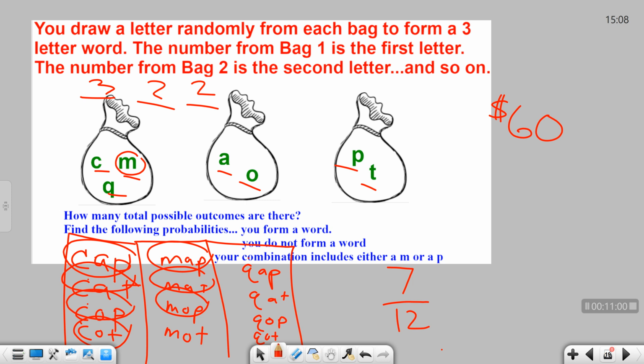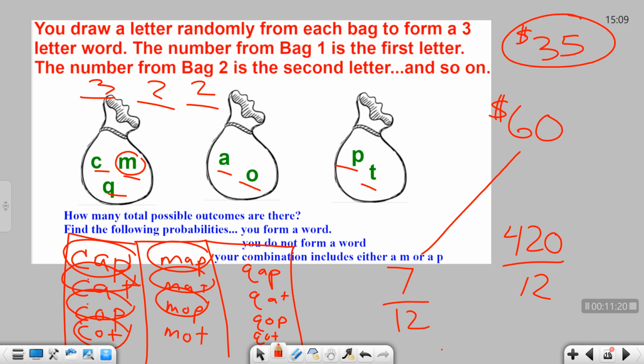So if I played 12 times, I would expect to win 7 times, and I'd win $60 each time. If I multiply that, that'd be $420 in 12 plays. And if I wanted to find out what a person should have to pay, I would just divide those two, and 420 divided by 12 is $35. So $35 would be what we consider a fair price. If you played all day long and paid $35, you'd basically about break even. If you paid $30 and played all day, you'd end up making about $5 every time you play. And if you paid $40, you'd obviously be losing $5 every time you play.